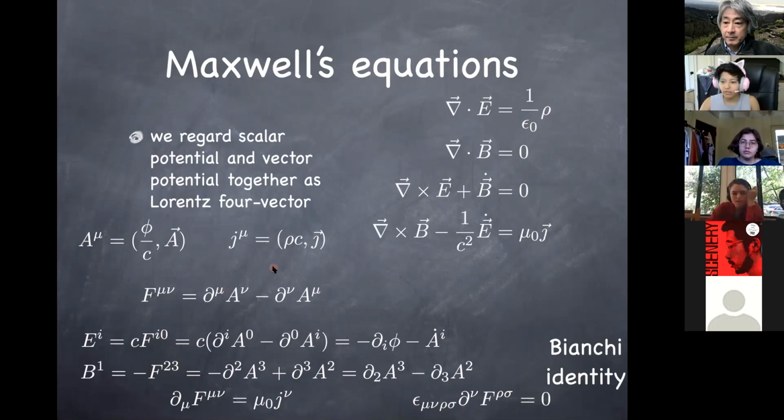What's the physical meaning of the electric field having the time component and the magnetic field not? Like, what does that end up telling us about electromagnetism as a whole?